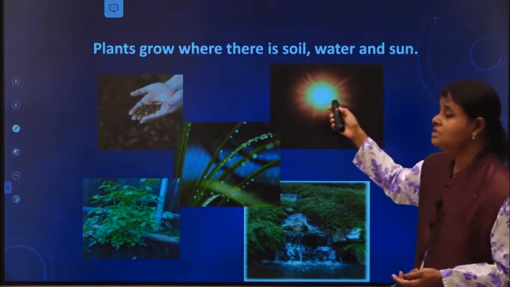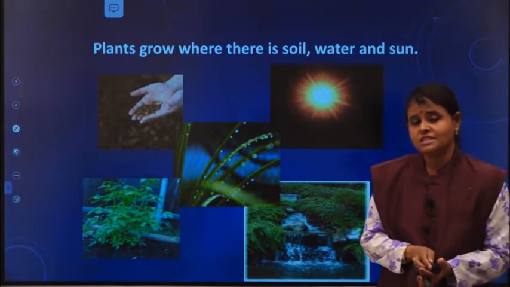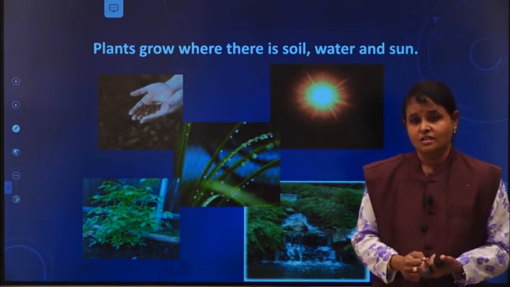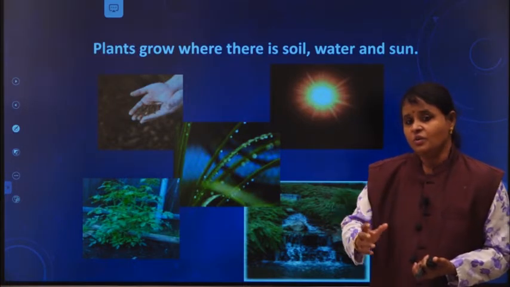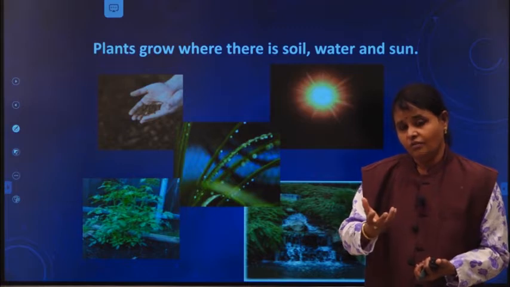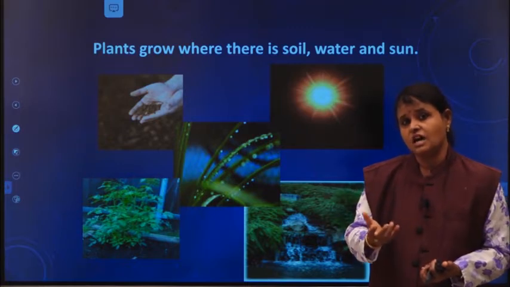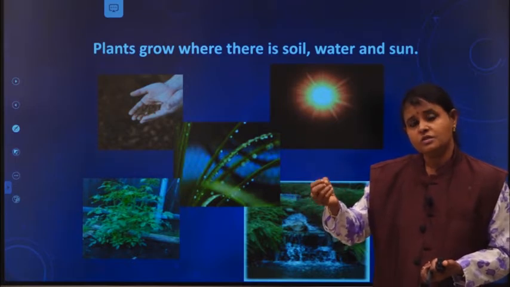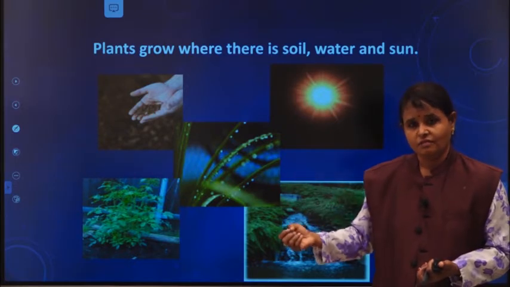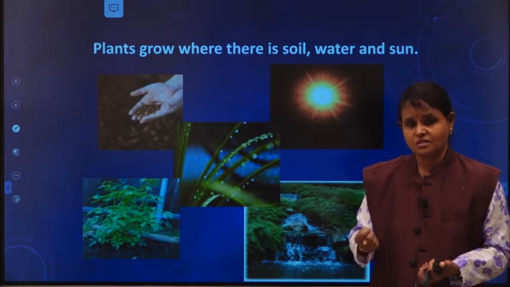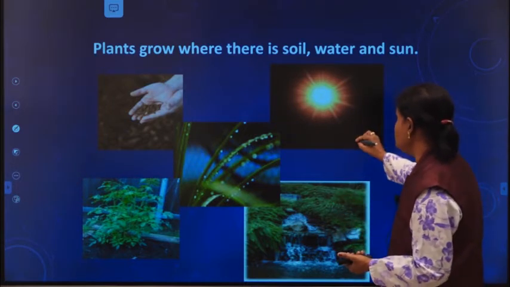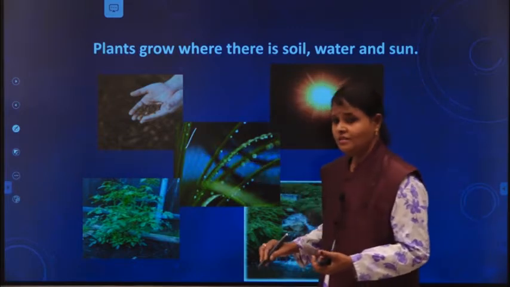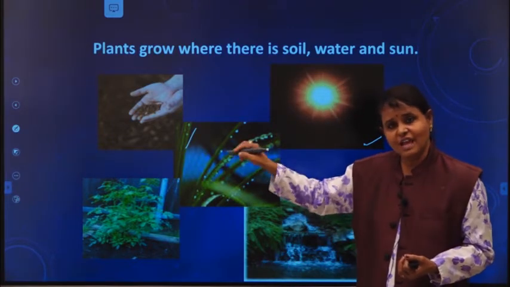Plants grow where there is soil, water and sun. What are these? Soil, water and sun. These are the favorable conditions. How will the plants grow? Plants utilize carbon dioxide plus water in the presence of sunlight and chlorophyll to produce carbohydrates, food material. What is the process called? Photosynthesis. So here you can see sunlight is there, water is there, and soil is there. So these are the favorable conditions in which the plant can grow.